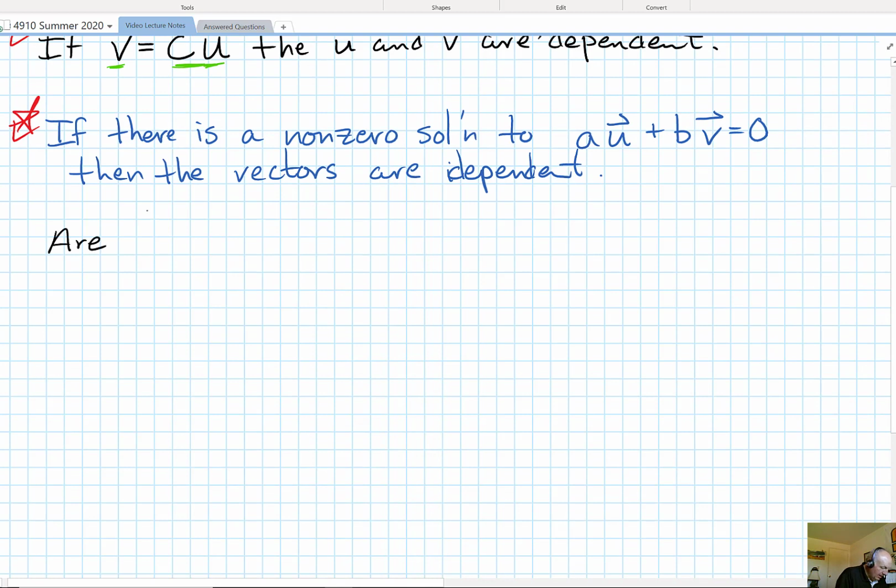Say u equals (3, -2) and w equals, let's do this, (5, -7). Are they independent?